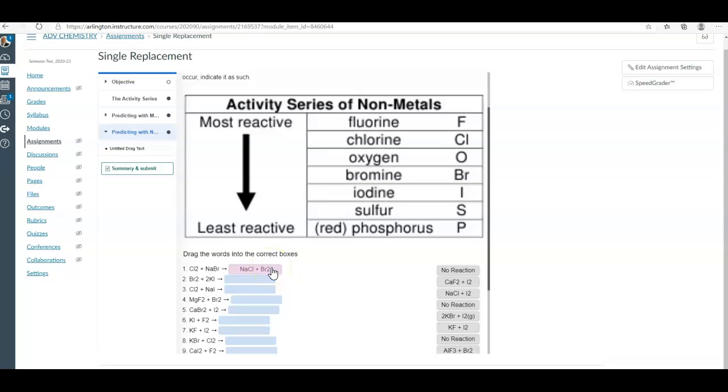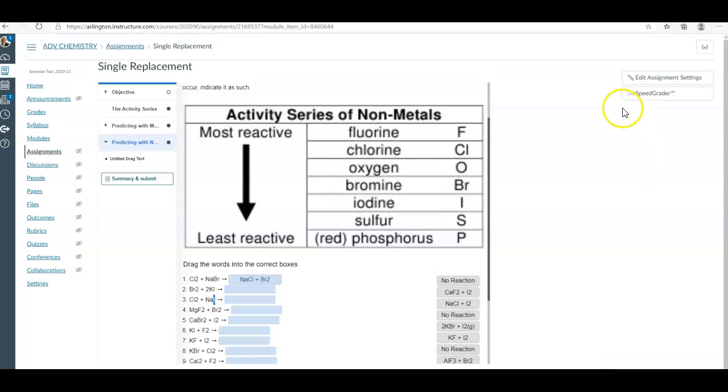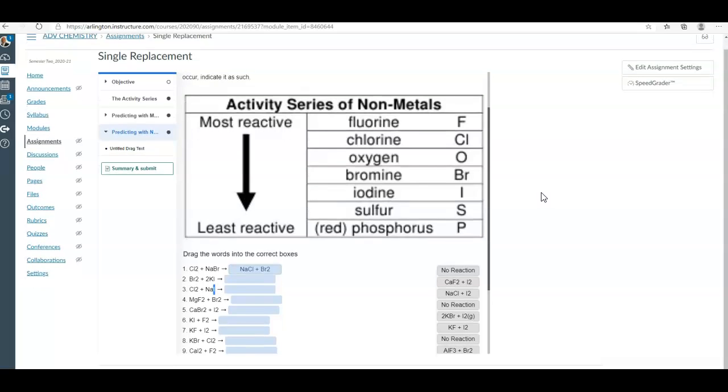Okay? That's the same thing you do for the rest. You compare the single element with the non-metal in the compound given and see which one is more reactive. Whichever one is higher up will be more reactive than the one beneath. That's basically how you use the activity series to predict whether a given reaction is going to proceed or not.